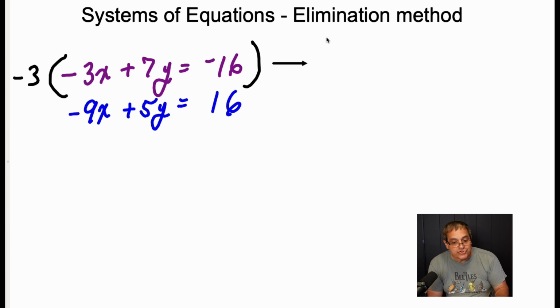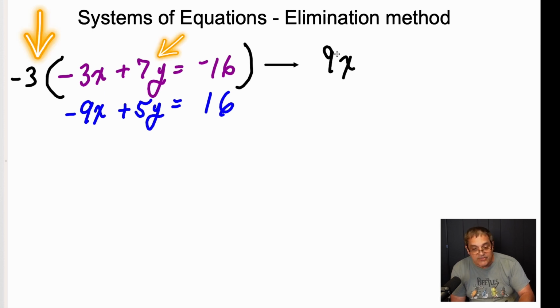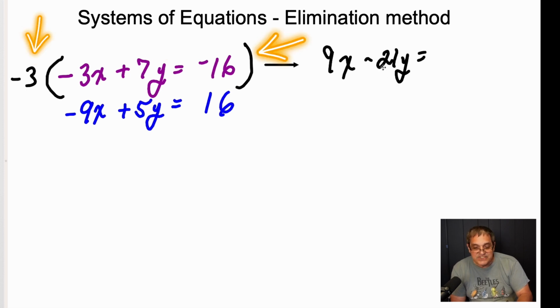So now I do the distributive property. Okay, I multiply. So negative 3 times negative 3x is a positive 9x. Negative 3 times positive 7y is a negative 21y. And negative 3 times negative 16 is a positive 48.